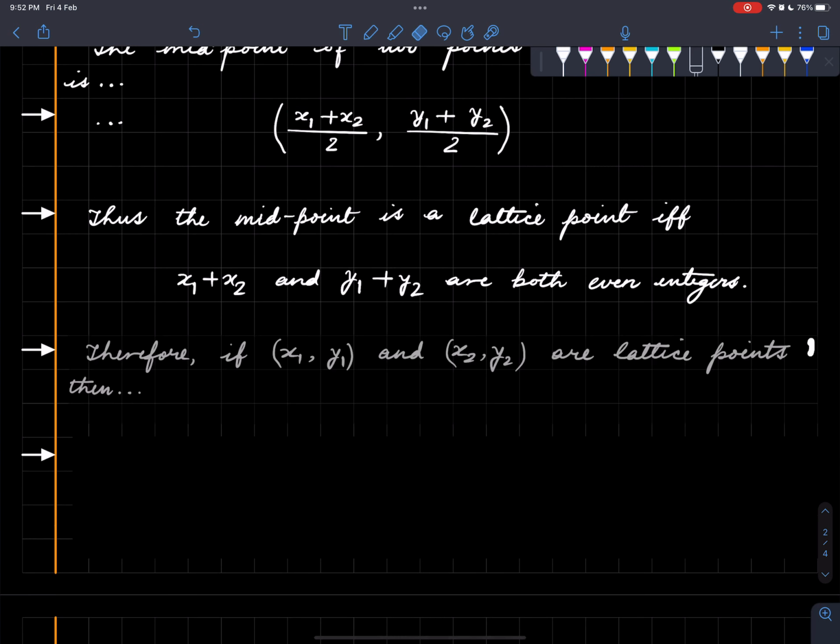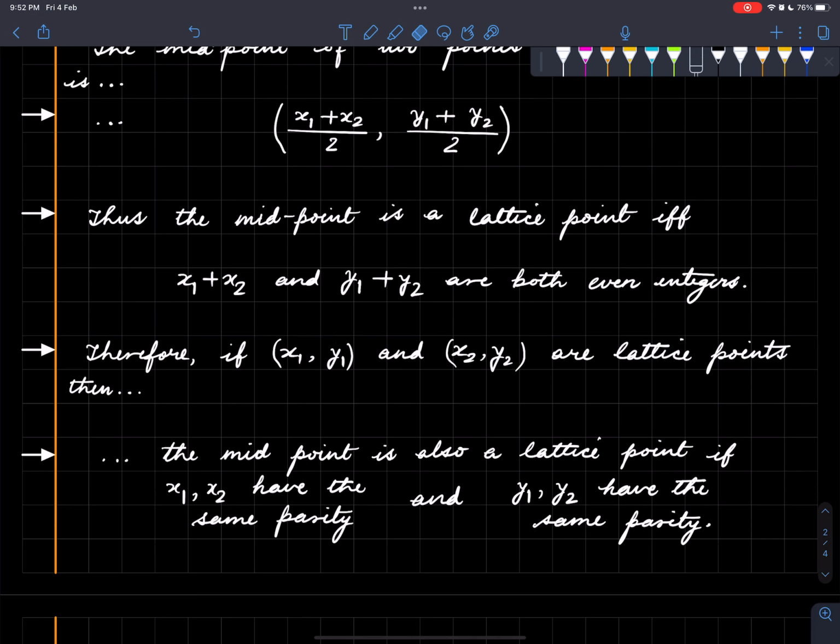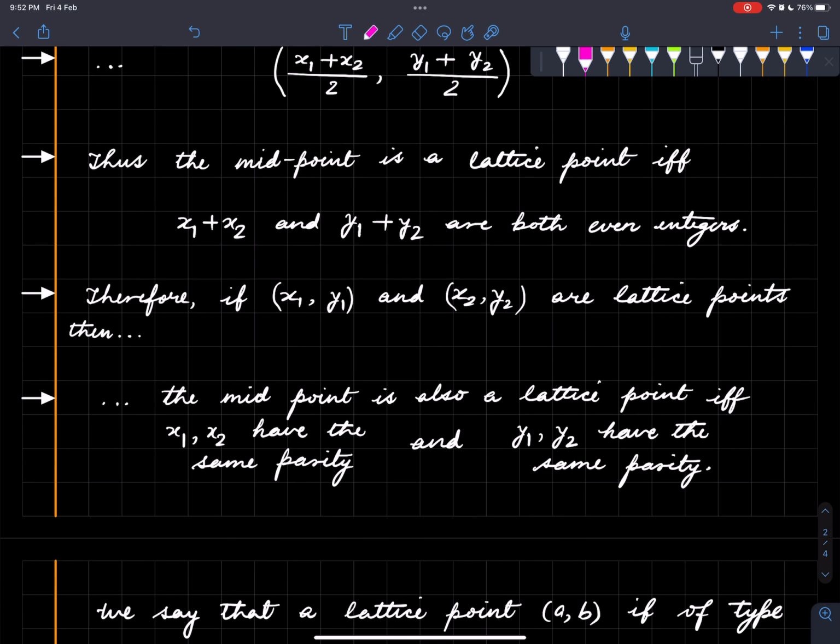Okay. So therefore, if we are given 2 lattice points, (x1, y1) and (x2, y2), meaning all of these are integers, then the midpoint is also a lattice point if and only if x1 and x2 have the same parity and y1 and y2 have the same parity. So what is this word parity?